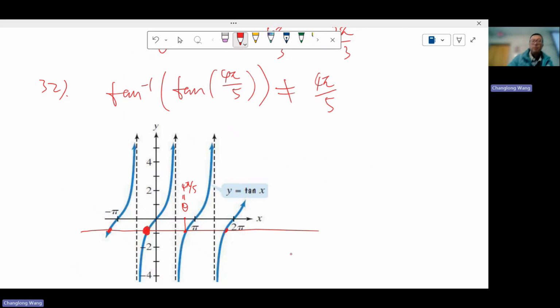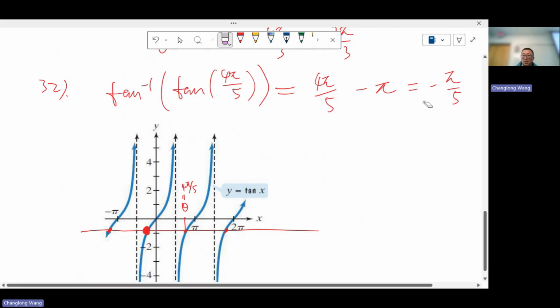Let's see that, you said 4 pi over 5 is too big, right? How would I make it smaller? Go ahead and subtract the pi, right? Because that's a period. And that's going to get you negative pi over 5, right? And that will work because that is indeed an angle in the range of the tangent inverse. Does it make sense? And again, you can always figure it out the right way, right?